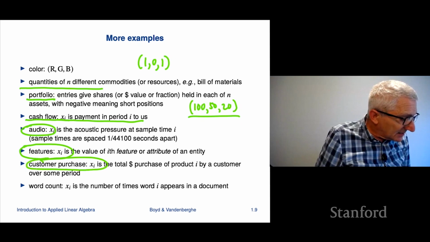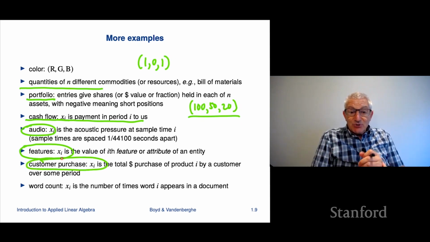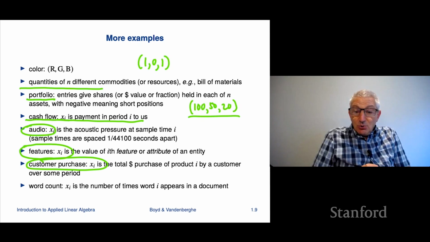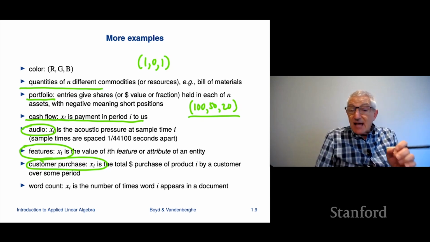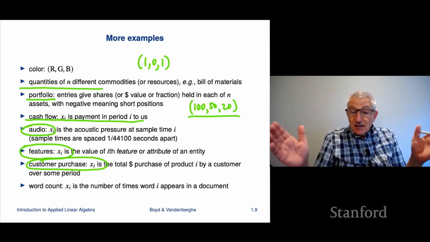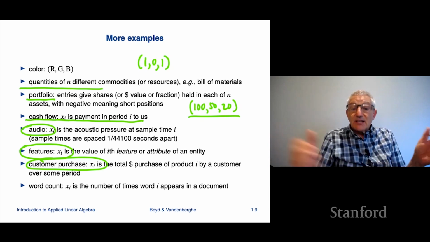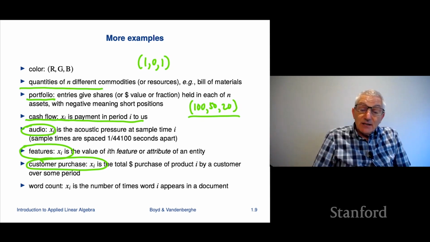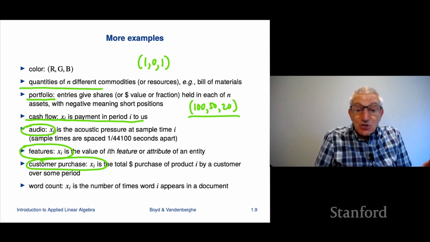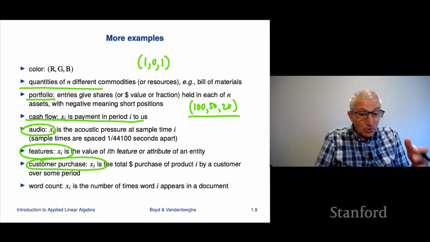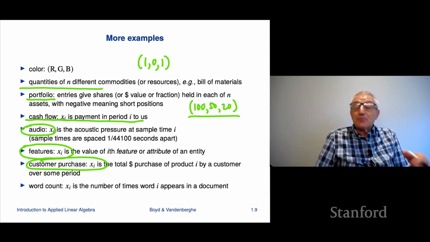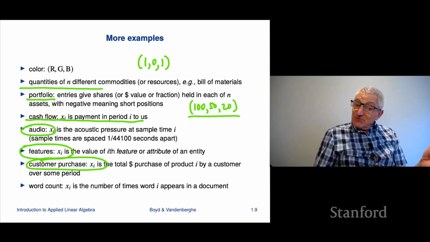Next example is customer purchase. That's a super interesting vector right there. So you're some kind of a store, or let's say you're Amazon. Then what you're going to do is take a single customer and ask, over some period, like the last year, what's the total dollar value of what they bought. Now, each entry in the vector is associated with a SKU, which is a unique ID for a product that you can buy, right? So these vectors could be big.